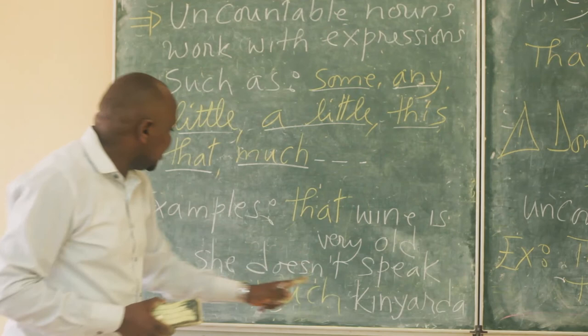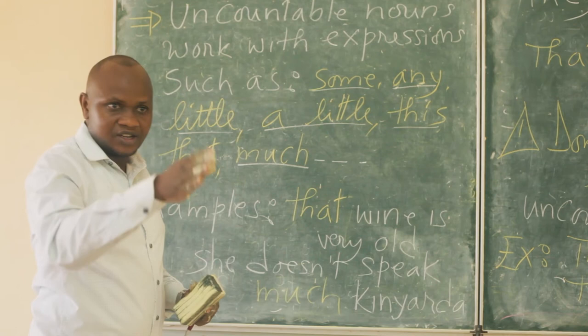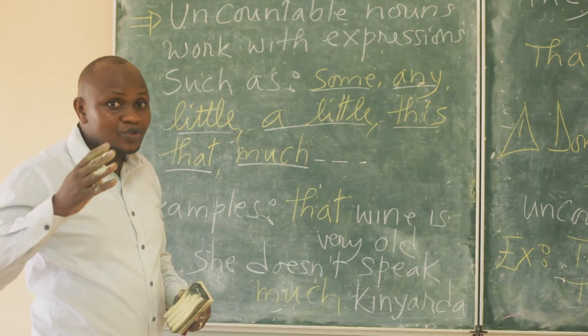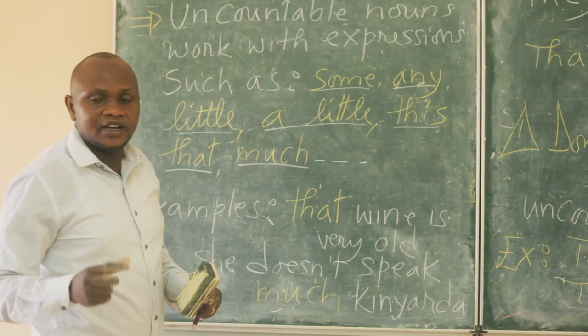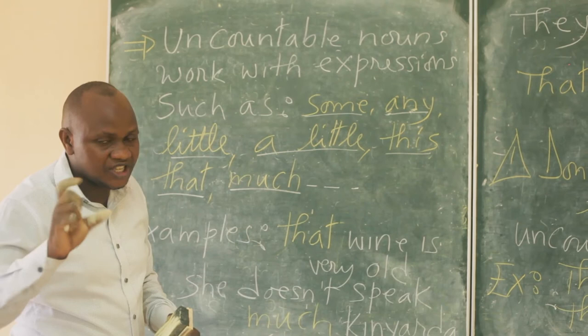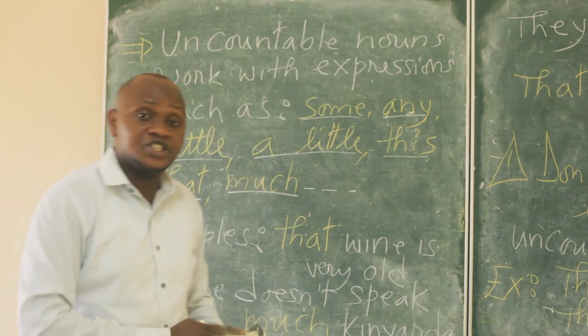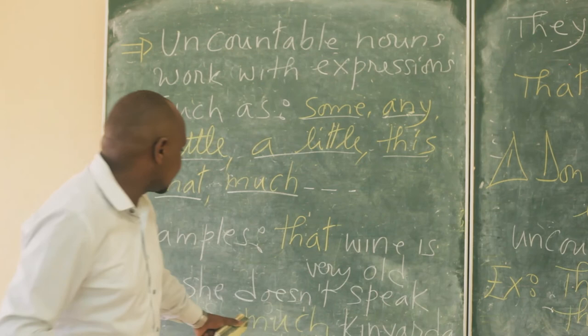She doesn't speak much Kinyarwanda. She is a white person, but she doesn't speak much Kinyarwanda. Or maybe that one is from Uganda or Kenya. She doesn't speak much Kinyarwanda, even if she has been living here for a long time. She has been in Rwanda for a long time, but the problem is that she doesn't speak much Kinyarwanda.